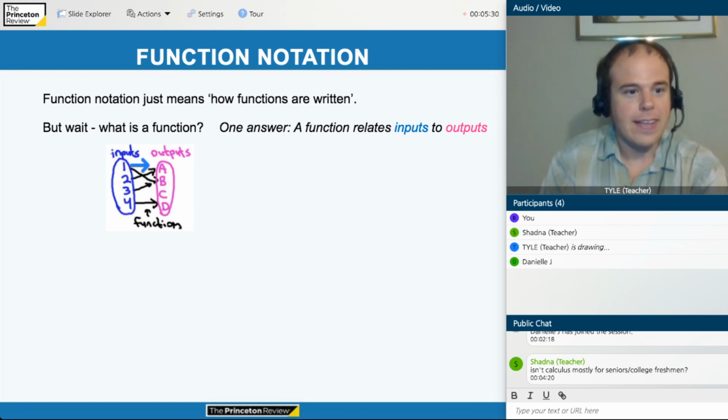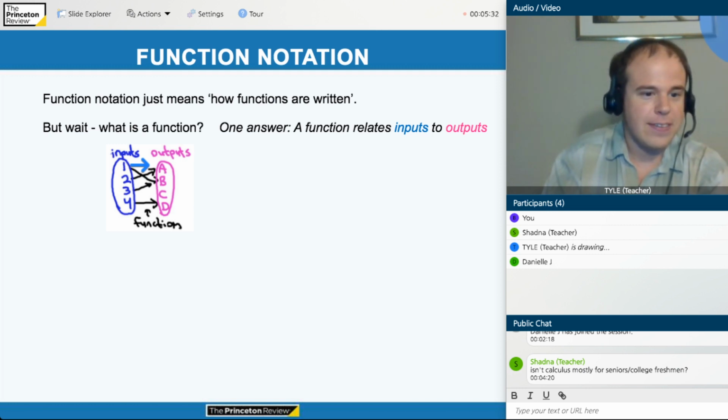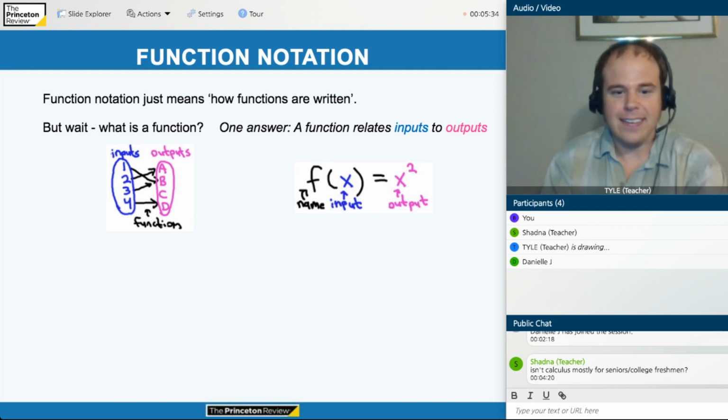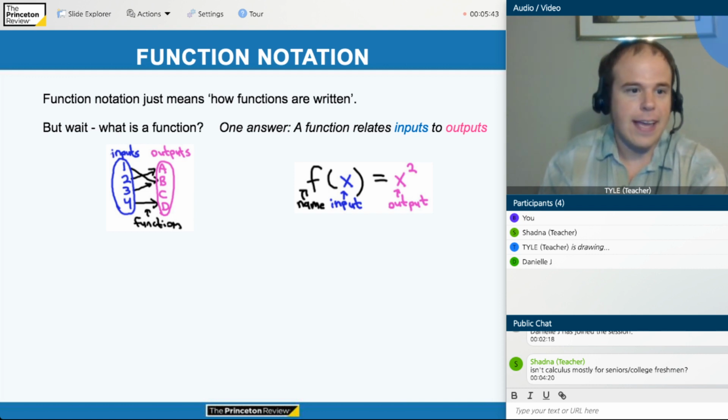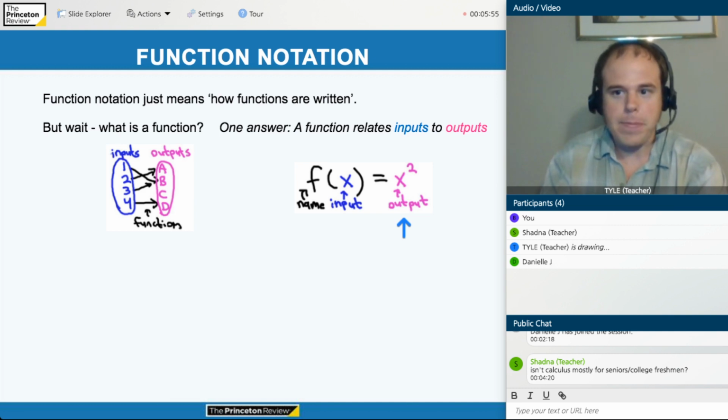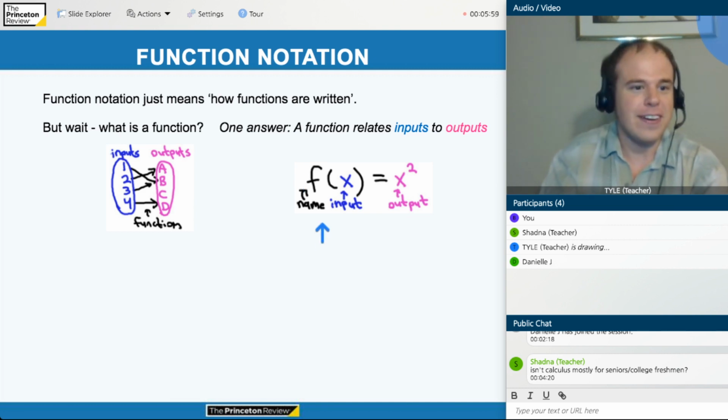Here's how we would write that in function notation. You've probably seen some things like this in algebra. f of x equals x squared. What this is saying is that the blue part, the argument of the function, is the input. So we're putting in x. The thing we're getting out is x squared. That's written over here. And f is just telling us the name of our function.